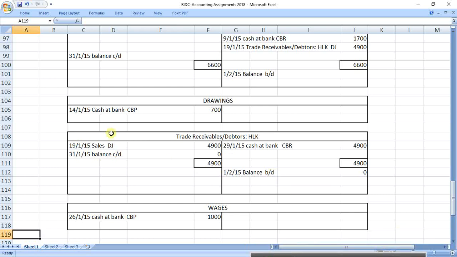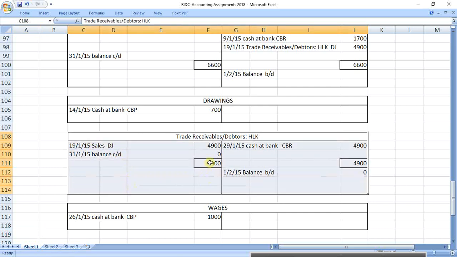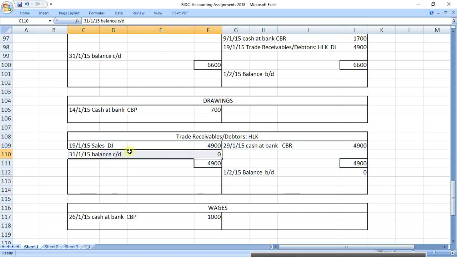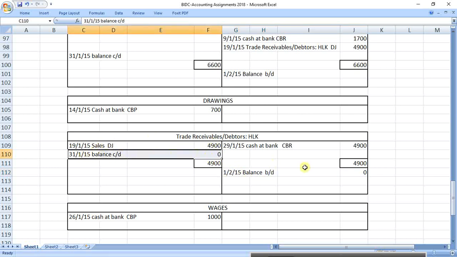Okay, so you can actually see that I've balanced all these accounts. This one didn't have a balance. Why? Because they settled all their outstanding amounts. Alright, so with this particular one, you don't really have to show balance brought down, balance carried down. Okay, we don't show zero balances. Right, so if you wanted to, you could have deleted this and that, and you could have just shown a total of 4,900 for both.